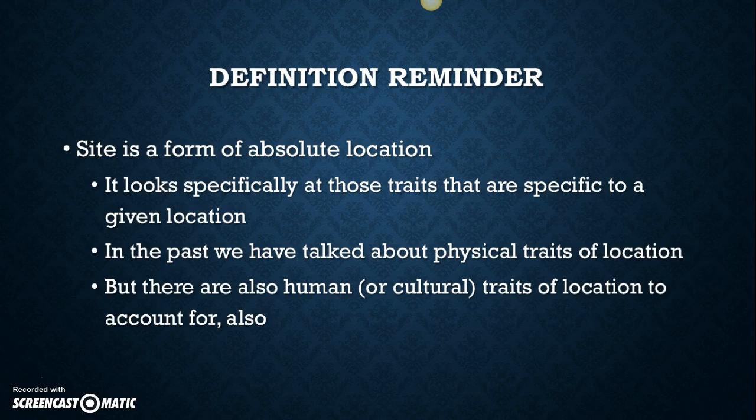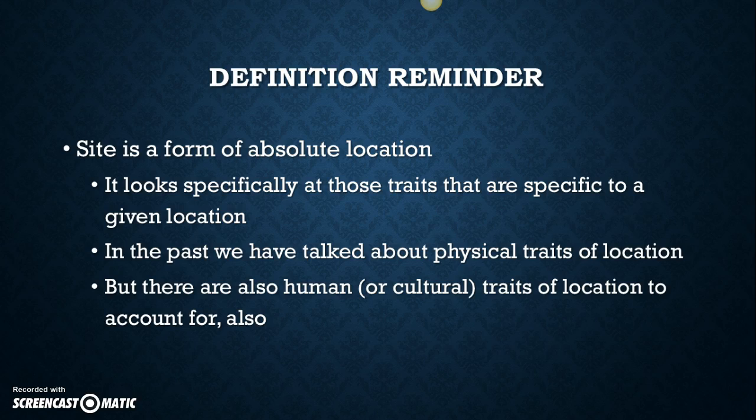So, just to think back to our first unit, and kind of remind you what is that definition of site. Site is really a form of absolute location, okay? And specifically what it looks at are those traits that are unique to a given area. So when we talked about this in Unit 1, we spent a lot of time talking about physical traits of location. We talked about the site of Seattle as being very hilly, and we talked about the site of Seattle as being near the water, for example.